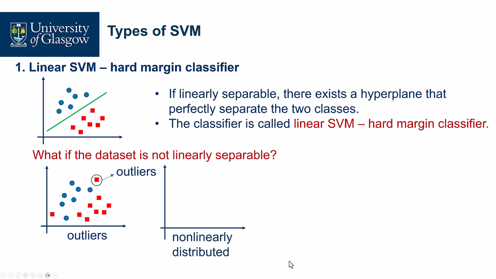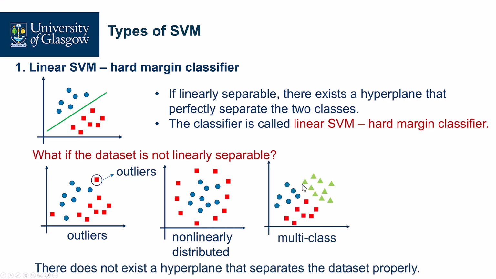The second kind is that the distribution is not linearly distributed. For example, this one. Intuitively, we can see that to classify them, there is a circle to classify them, right? So this is another kind, non-linearly distributed. Third one, multi-class. Between any two classes it is linearly separable, but there are more than two classes. So in all of these cases, we can't find a hyperplane to separate them appropriately. So this leads to other types of SVMs.